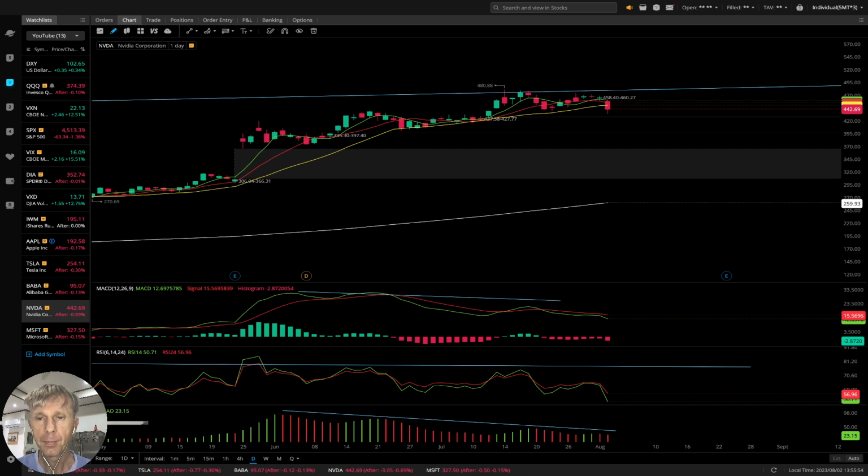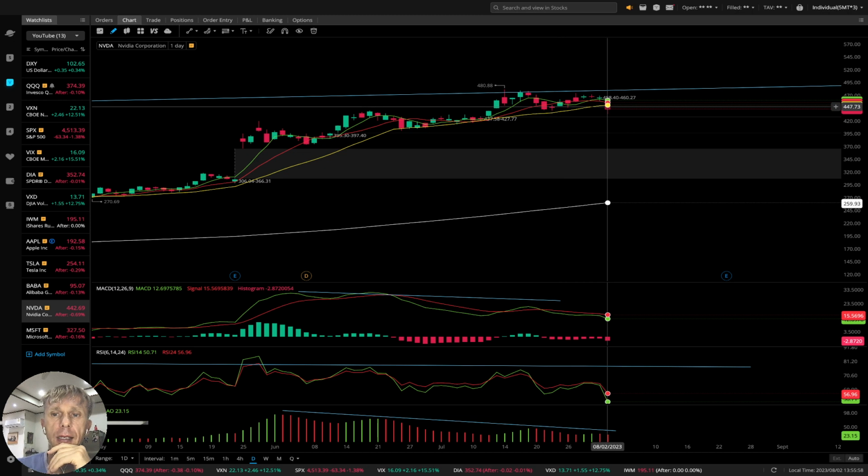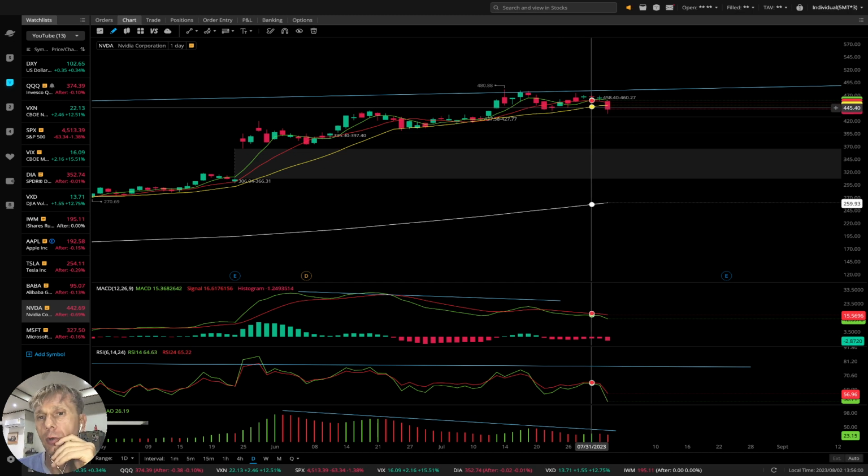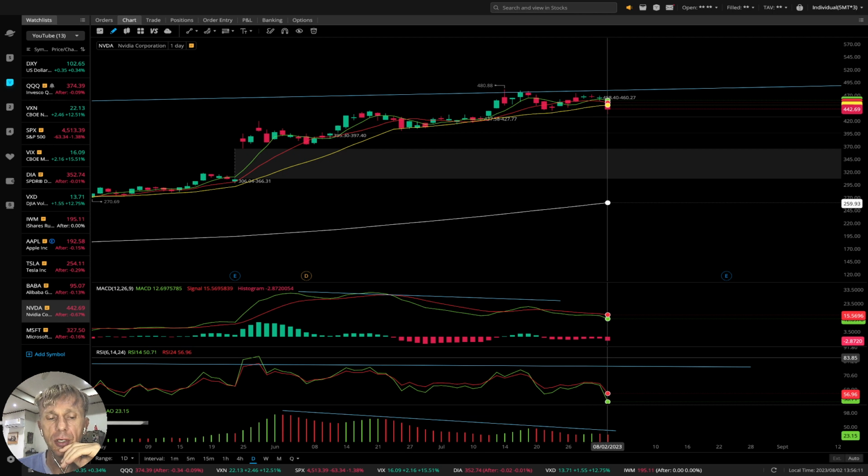Daily. The last bar closed below MA20, right? Below the yellow line. It did gap down, a $2 gap down, and it did close below 20. All indicators already bearish with bearish divergences.